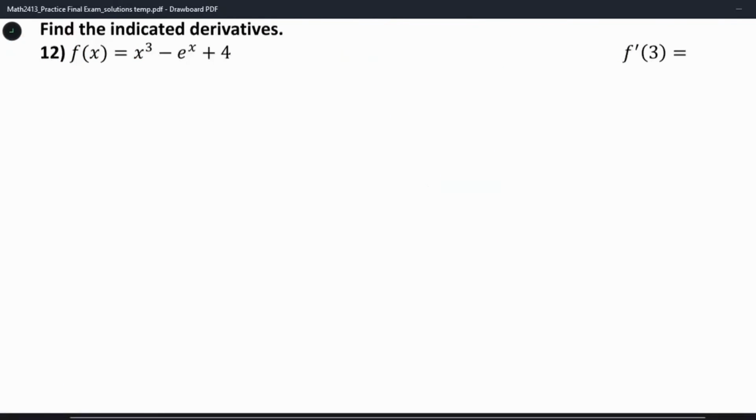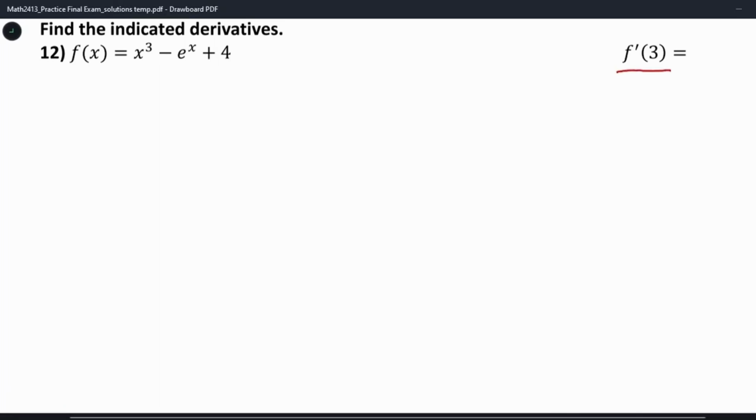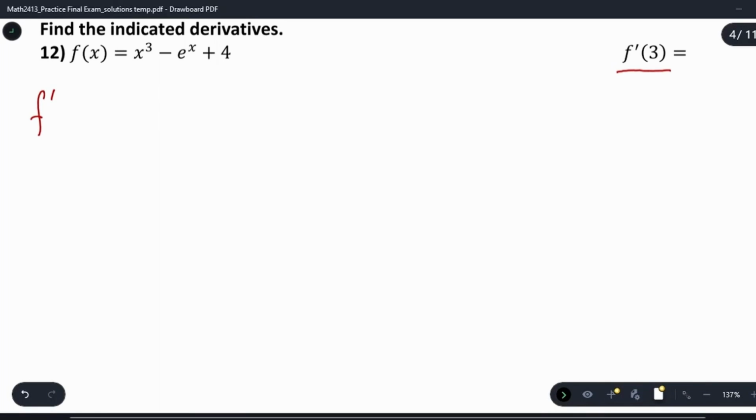Next, number 12, we simply need to find the indicated derivative. Here we're looking for f prime of 3, and so the first thing we need to find is f prime of x.